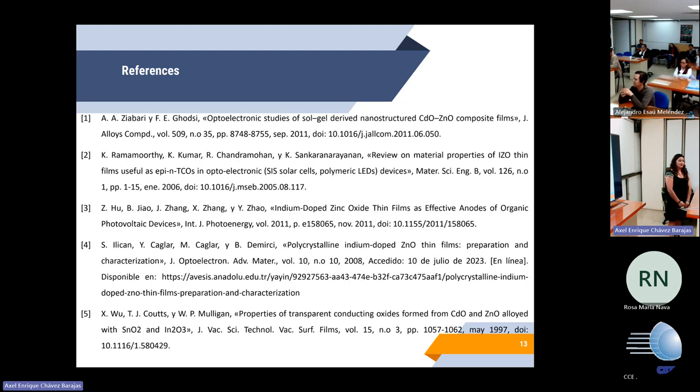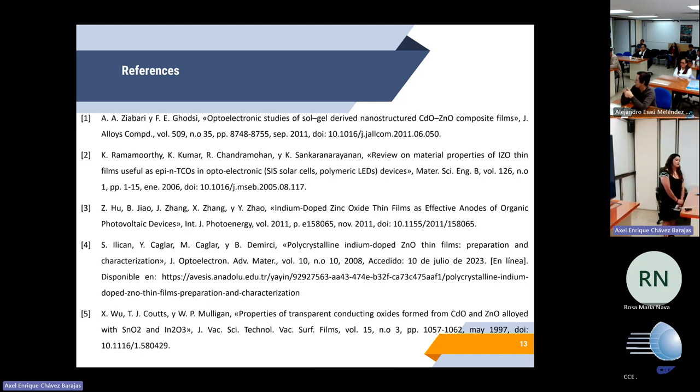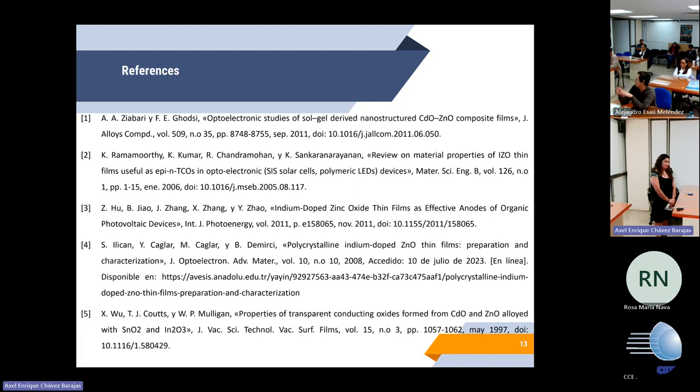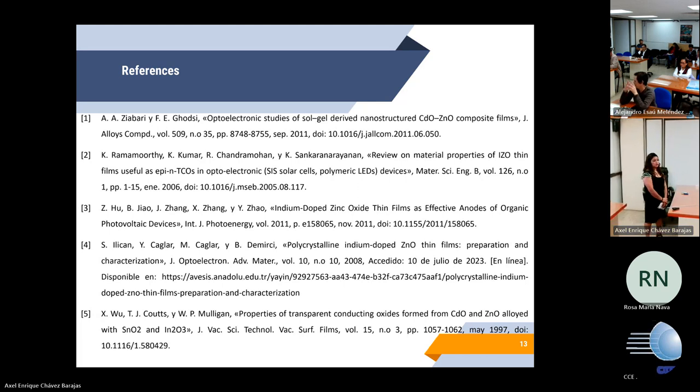Okay. You are presenting a study with results about zinc oxide doped with indium, and this material is reported. What is your contribution or your novelty in this work? What would be the novelty in this work for you?